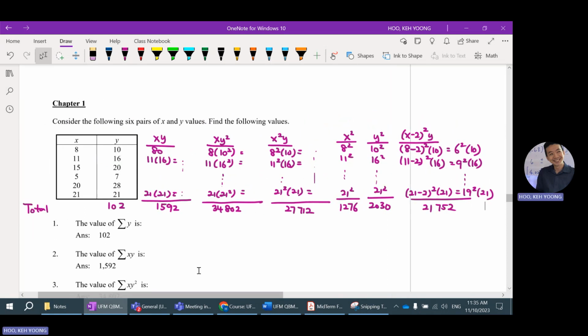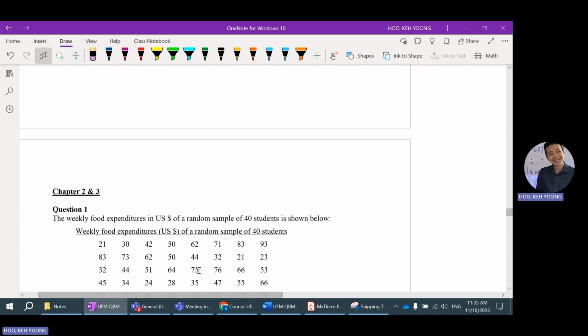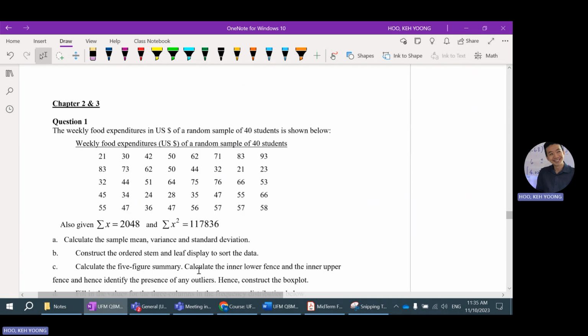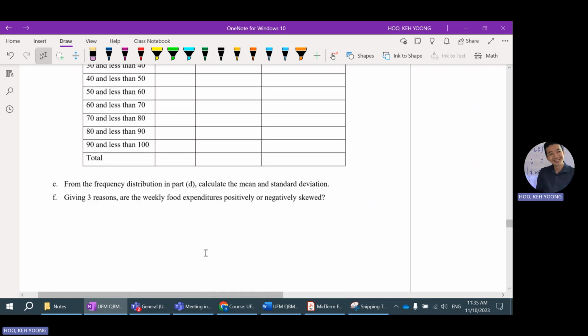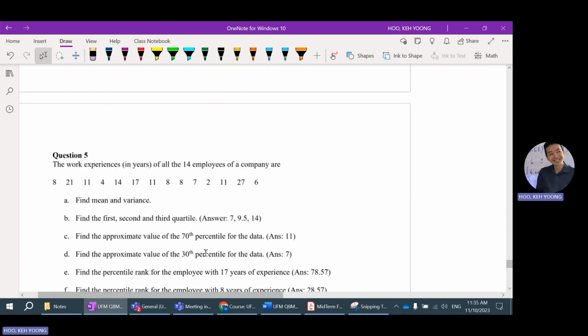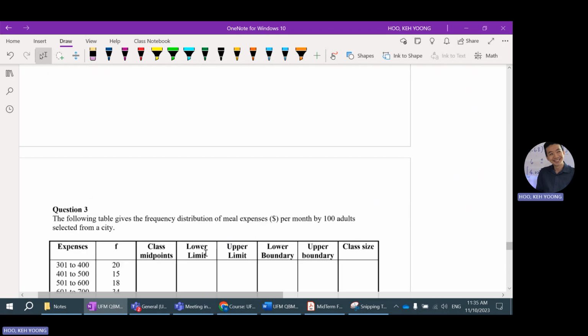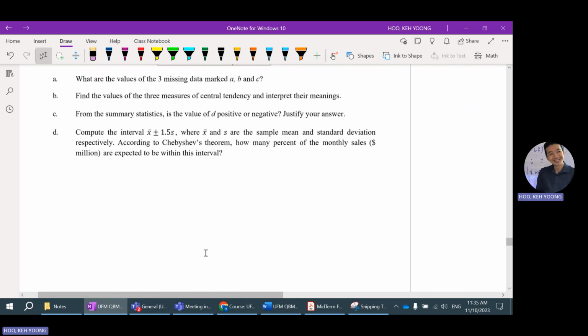All right. If there are no questions, move on to chapters 2 and 3. The questions here are combining 2 and 3. How many questions do we have? Yeah, 5 questions. 5 questions have to finish by 3.